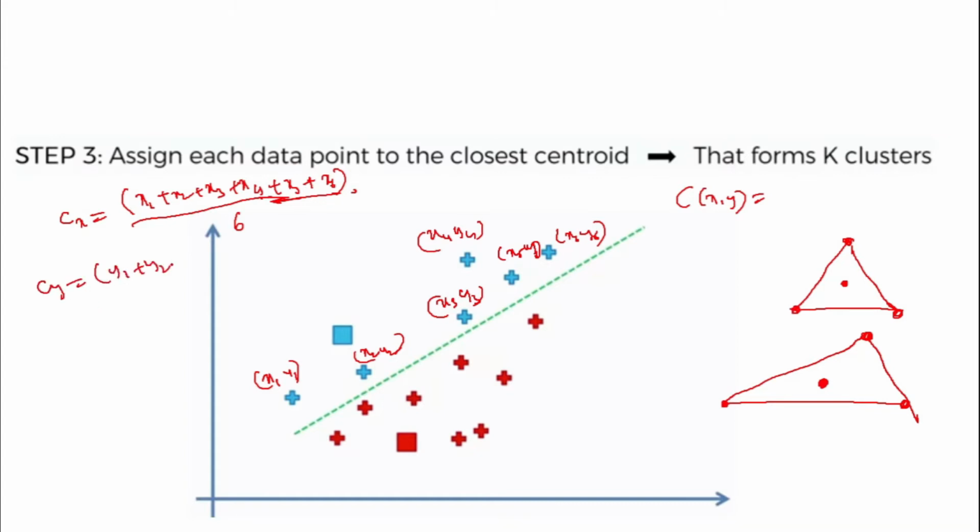y1 plus y2 plus y3 plus y4 plus y5 plus y6 divided by 6. So now this becomes cx, cy. So this is the centroid. I need to move this center, this point, to where exactly it is located. Cx is somewhere here. I don't know exactly, but I can move this from here to here.